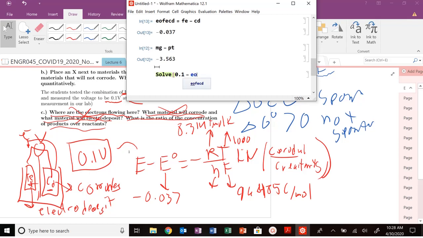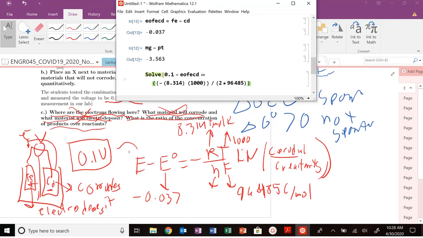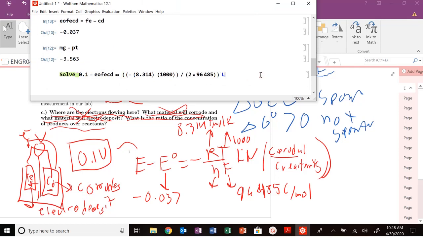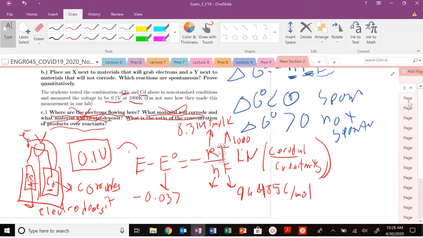So I'm going to solve 0.1 minus E naught FeCd, set equal to minus 8.314 times 1000 K, all of that divided by 2 times 96485, and let's put another parentheses just around it. Probably horrible if you're good at coding, seeing this happening here. Times log of x, and we're solving for x. And that's it. So that's your ratio of products over reactants. That's the solution to the first problem. That's all they wrote on this one.